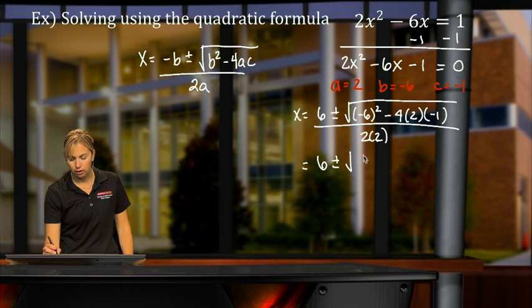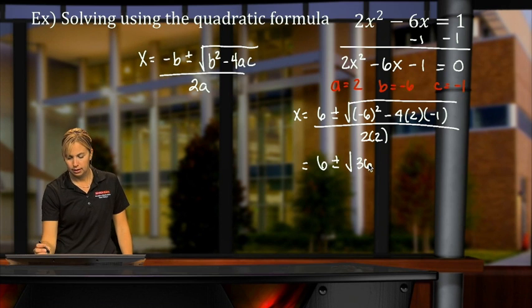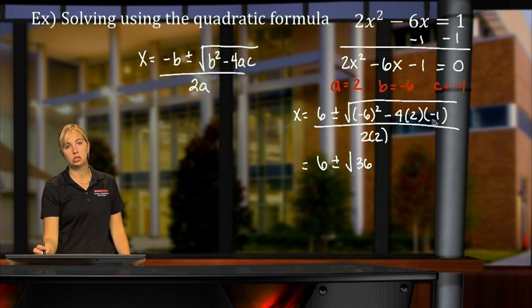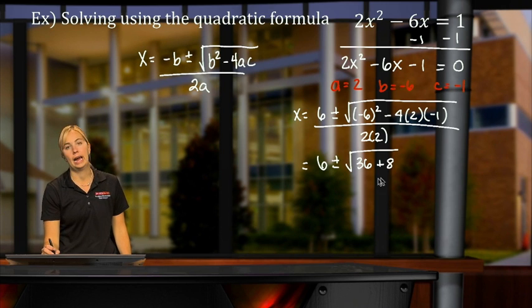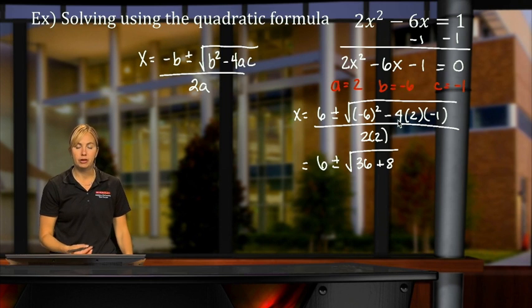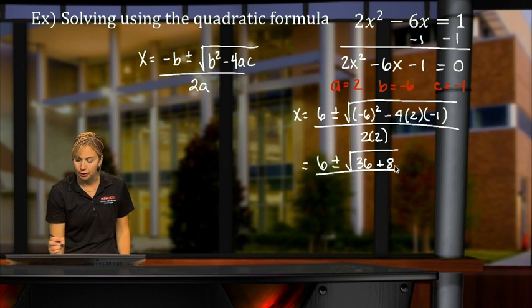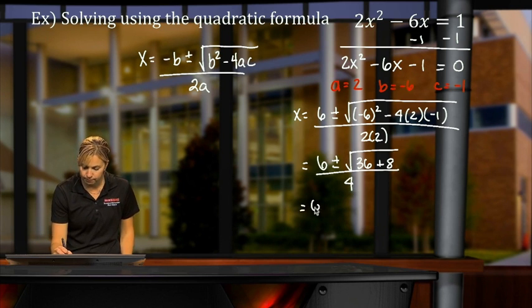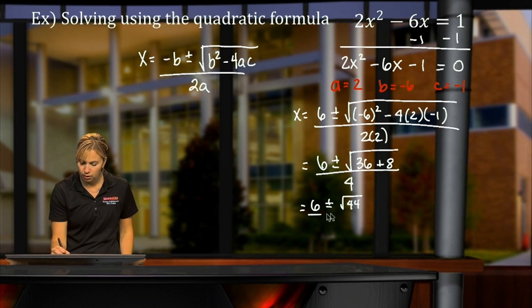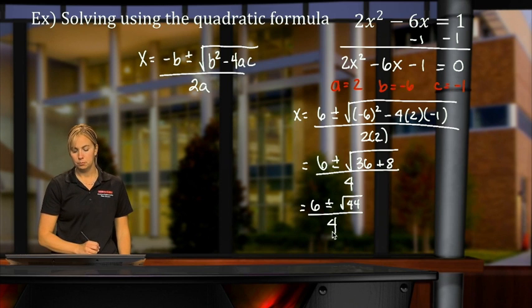Negative 6 squared is positive 36. Negative 4 times 2 times negative 1 is positive 8. Be careful with the sign here. You want to make sure you're paying attention to how many negatives you have so you get the right sign. Over 4. 36 plus 8. The square root of 44 over 4.